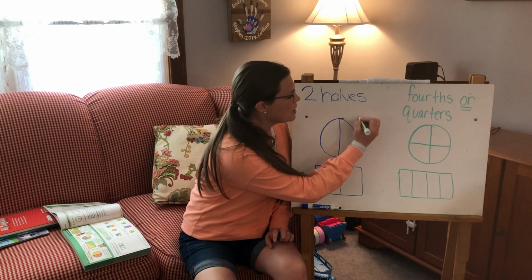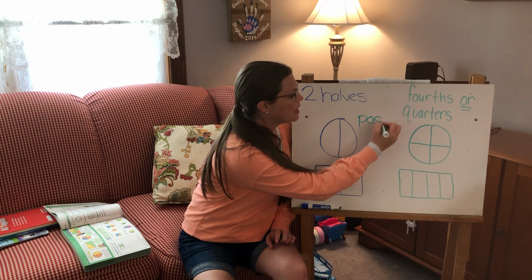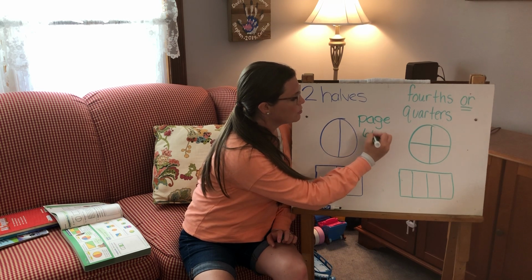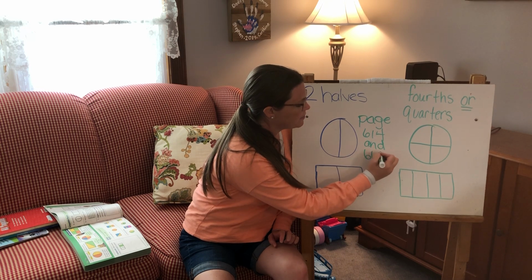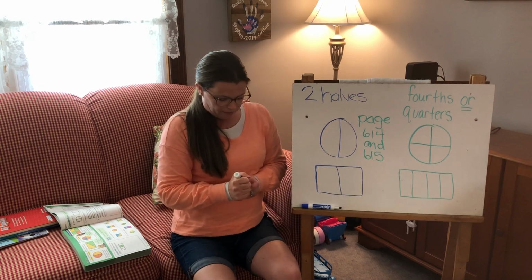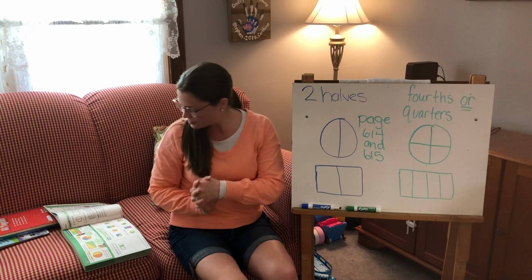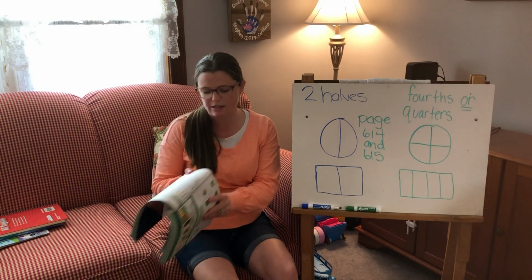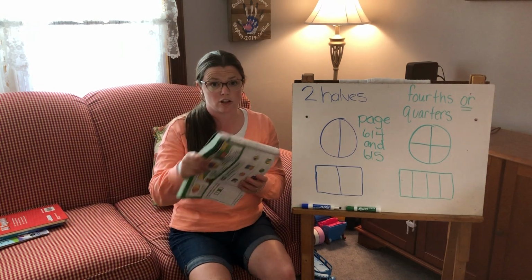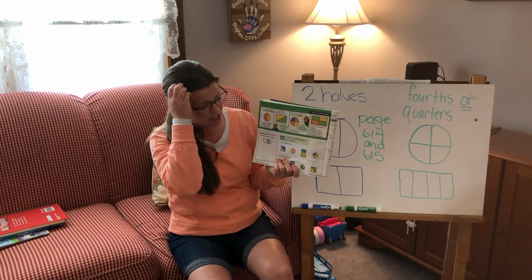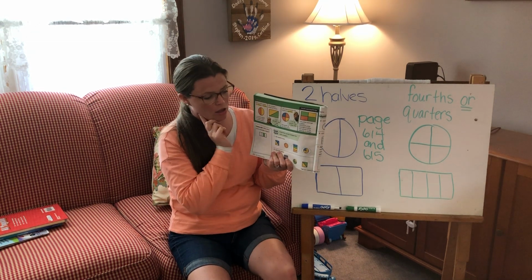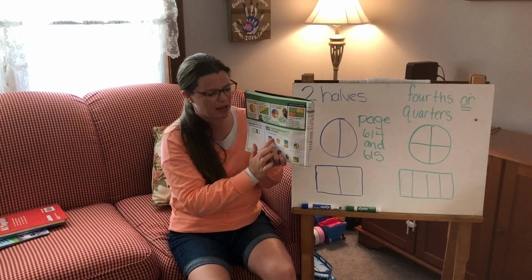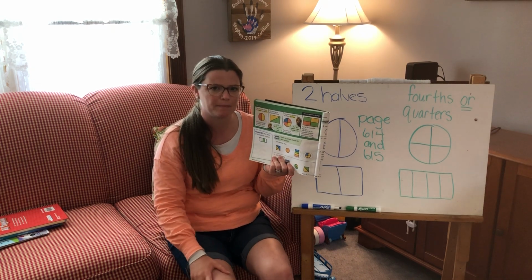So today you're going to be in your books on page 614 and 615. And so on page 614, you're going to read the description. So it says 1/4 blue. So you're going to pick out the pictures that match that.